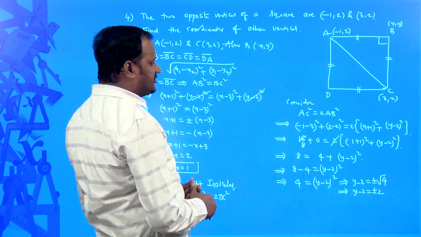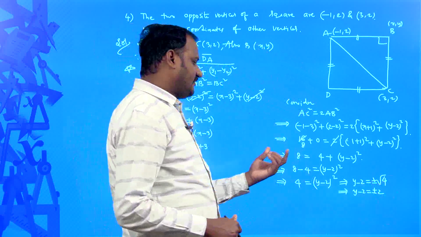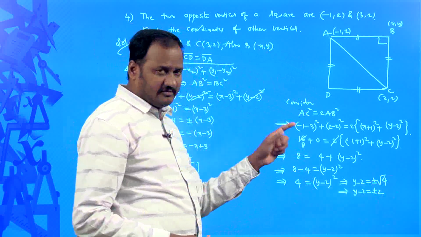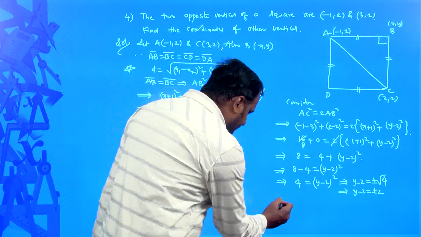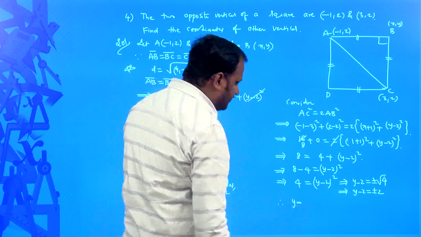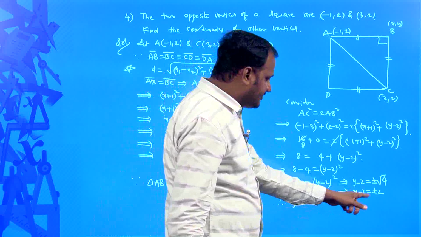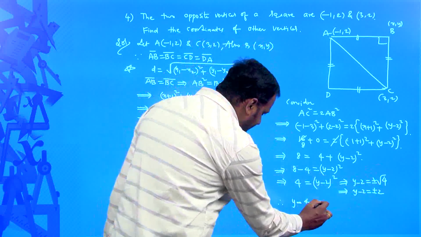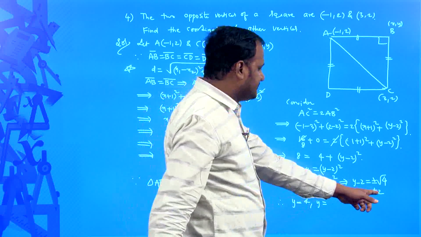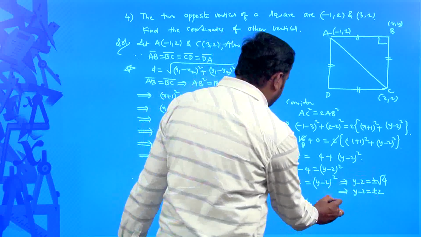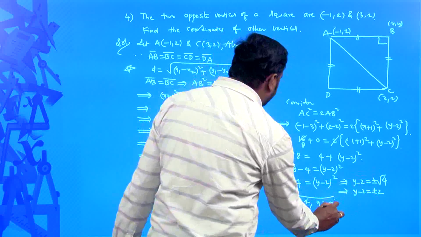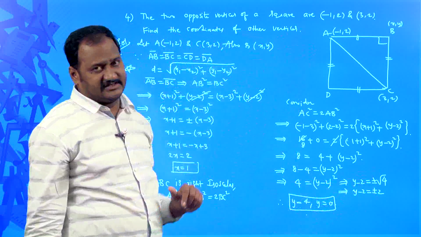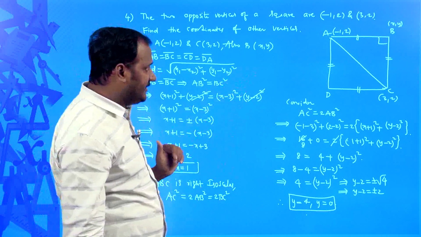So y minus 2 is equal to plus or minus 2 means when y minus 2 is equal to plus 2, you get one value of y, and y minus 2 equal to minus 2, you get one more value of y. Therefore when you take plus, y minus 2 equal to 2, y is equal to 2 plus 2 equal to 4, and another value of y is going to be, this minus 2 gets cancelled, y is equal to 0. So why did we get two values of y here? Because we are going to find two opposite vertices, B as well as D.